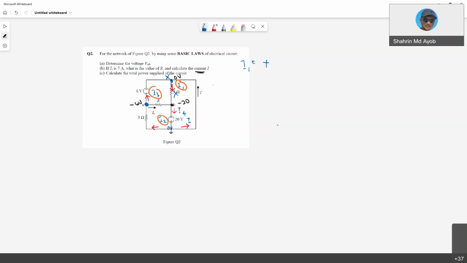Okay. Doctor, isn't a resistor only absorbing? Yes, that's true. So if you don't want to do that, it's okay, because all resistors are absorbing. So yes, you are correct. If you don't have time, you can just ignore the resistor. Okay, we are only concentrating on the sources.